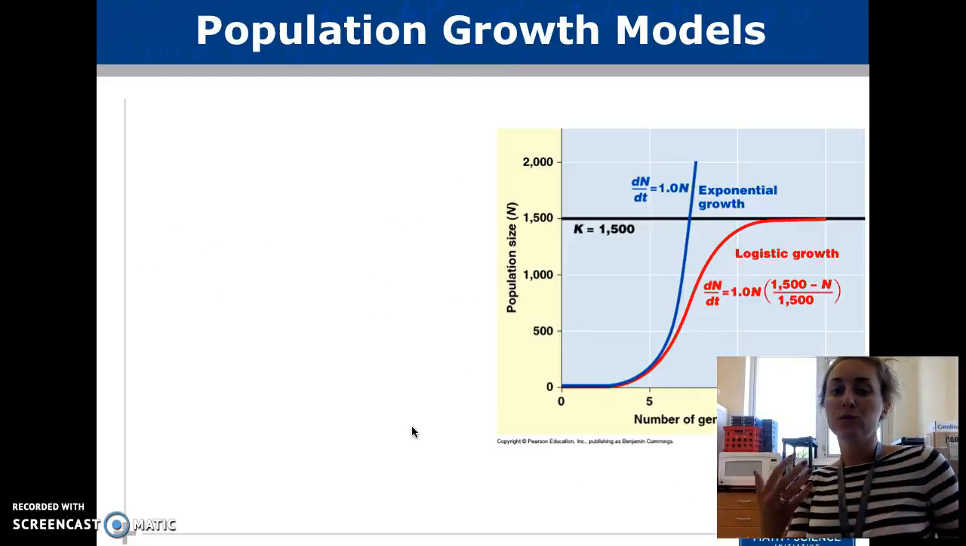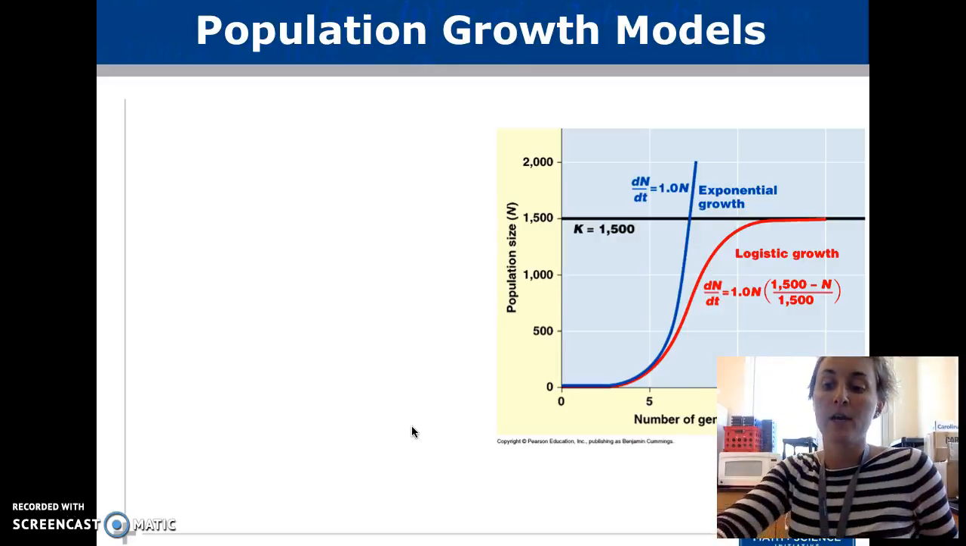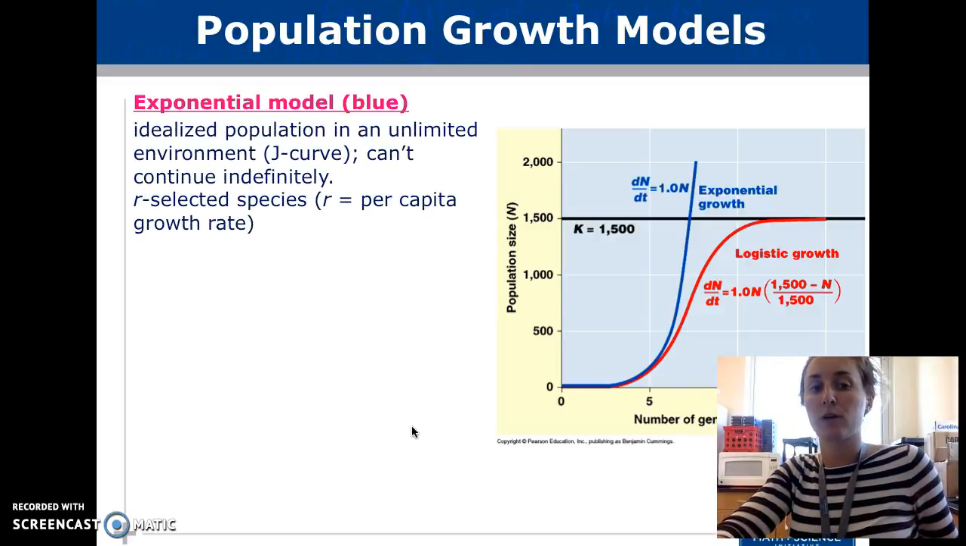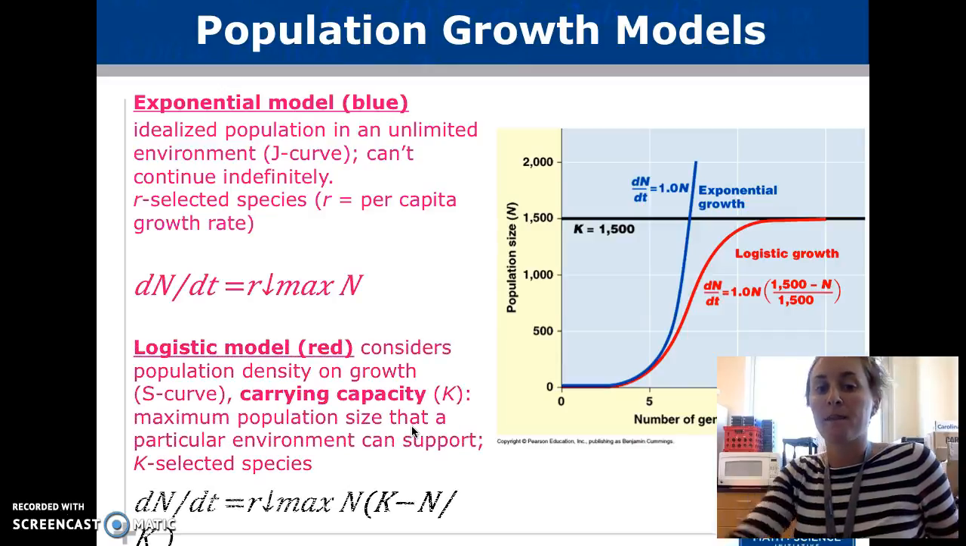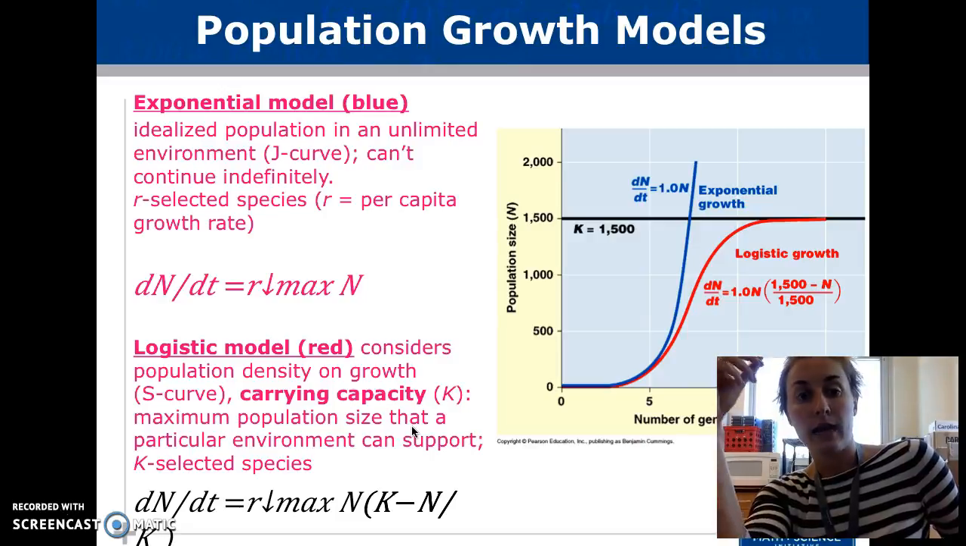There are two theories or two models, right? And this is hypothetical. It's never actually like this. The first is going to be the exponential model, which is blue. I'll put this all up so you can write it down if you wish. The blue model is not what happens.